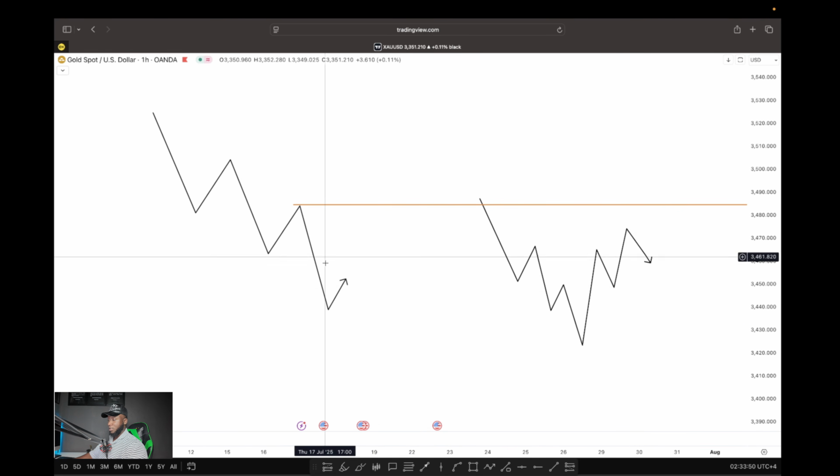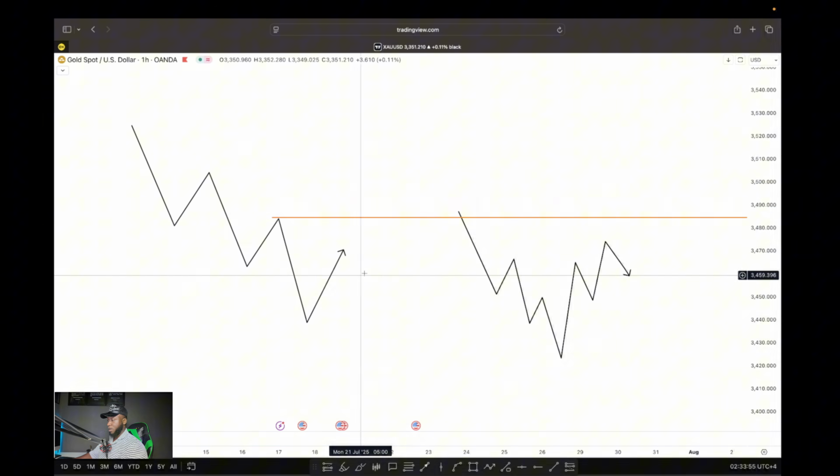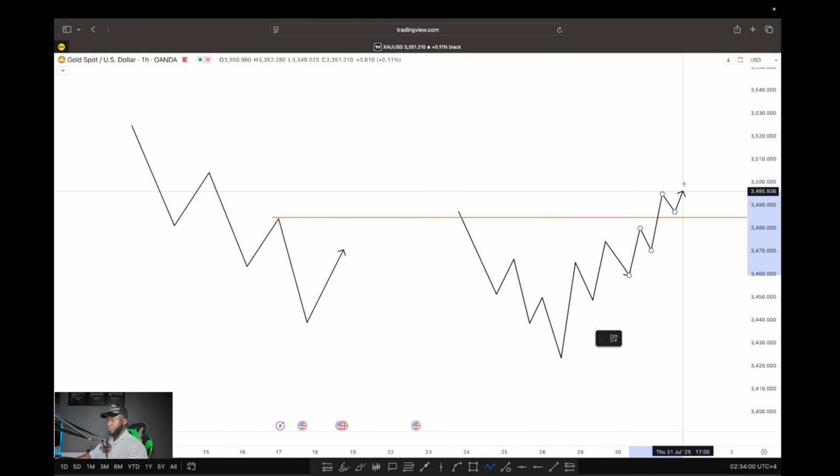Another example, now let's just say we already have the daily time frame pulling back like that, which means we have created higher highs and higher lows on lower time frames.